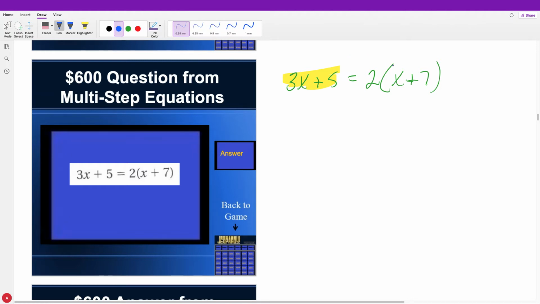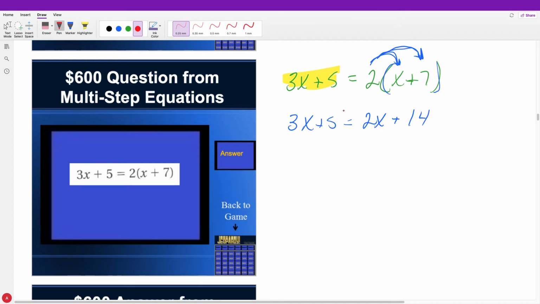But on the right-hand side, we have the parentheses, which means that we need to distribute the 2 in. So we need to multiply. So I'm now going to have 3x + 5 = 2x, and don't forget, we need to also distribute it to that second term, and 2 times 7 gives me 14. Once we do this, there's nothing else that we can simplify on either side of the equation. So now we need to start isolating our variable.